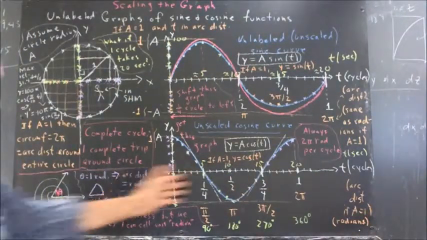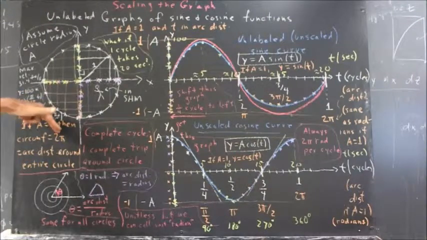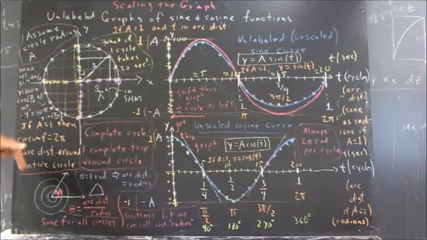Now, it turns out that arc distance on a radius 1 circle is the same as radian measure. I've made the comment here, if A equals 1, circumference is 2 pi, and that's equal to the arc distance around the entire circle. Down here, I do a little bit of explaining radian measure.